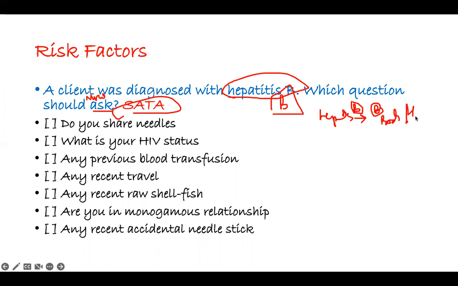Body what? Fluid. What is the body fluid? If they're talking about blood, semen, vaginal secretion. And then unprotected sex and IV drug use. These are the risk factors because it's a blood-borne problem. Anything can transmit through the blood, or any body fluid.